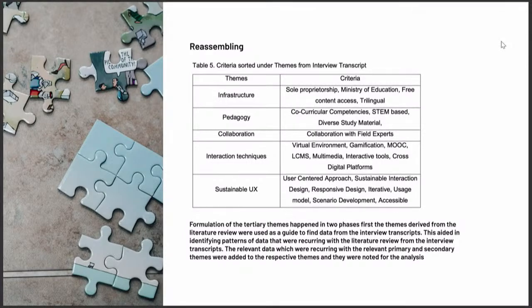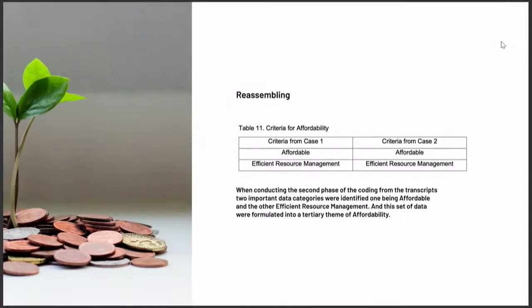However, in relation to the Sri Lankan context, there was an additional theme that I came up with, which is affordability. This was the major difference between the global context and the Sri Lankan context. This was the major finding of my research, in addition to what I already found aligning with my existing studies.